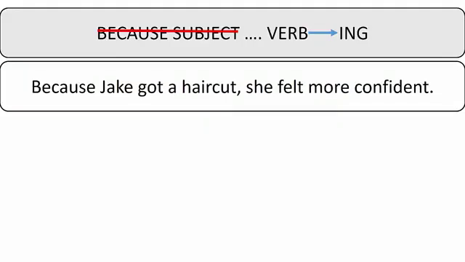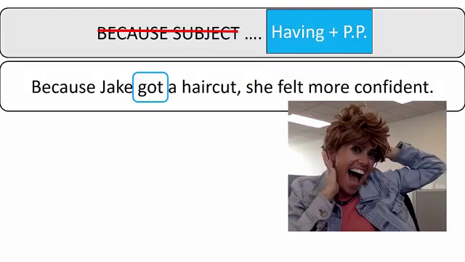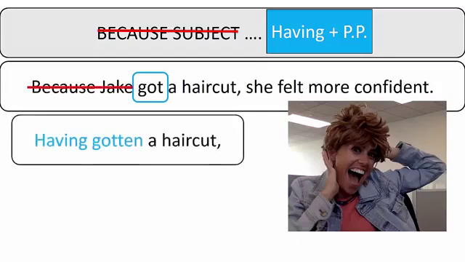Because Jake got a haircut, she felt more confident. Notice that the verb is in the simple past tense. Since this is because in the past, we are going to start the reduction with having and the past participle. The reduction is, having gotten a haircut, she felt more confident.